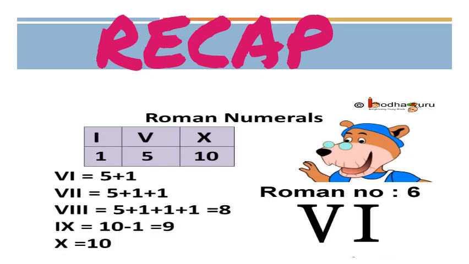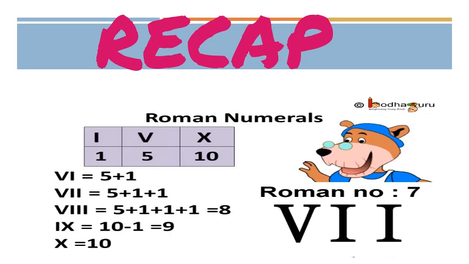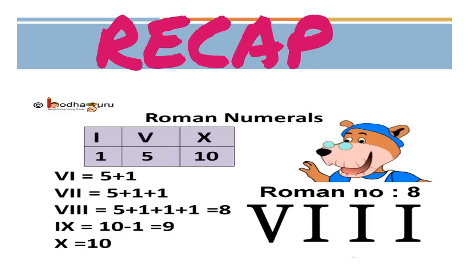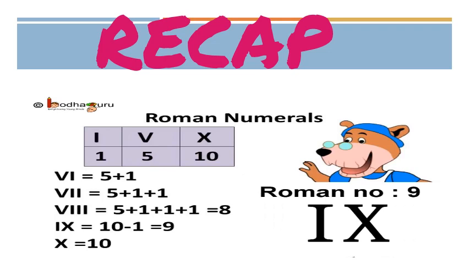6 is 5 plus 1, that is V followed by I. 7 is 5 plus 1 plus 1, hence V followed by 2 I's. 8 is 5 plus 1 plus 1 plus 1, which is V followed by 3 I's. 9 is equal to 10 minus 1, hence I before X, and we know 10 is X.